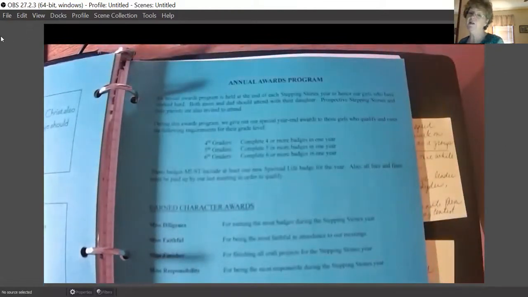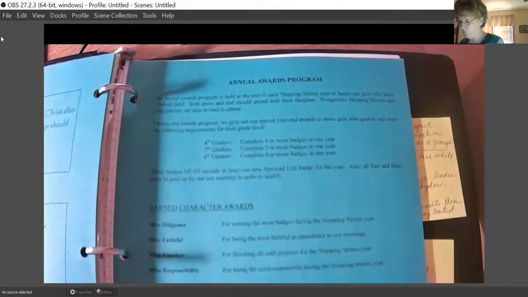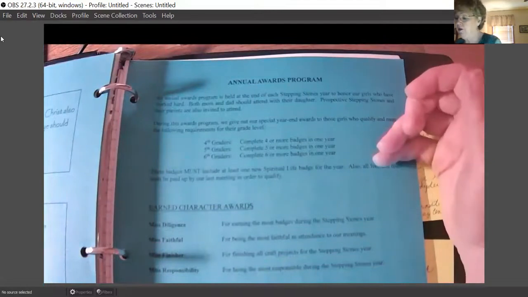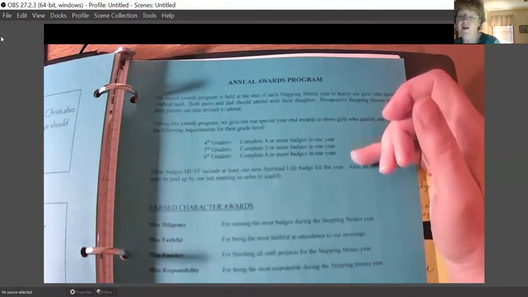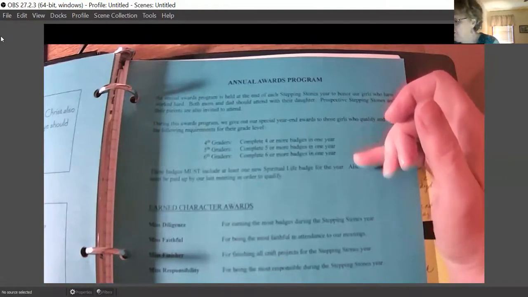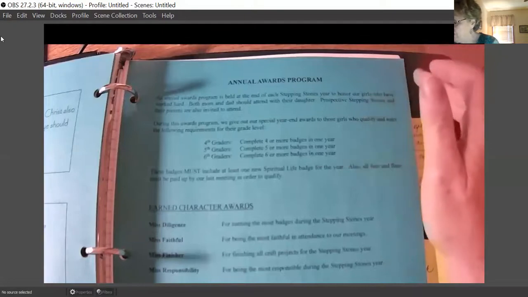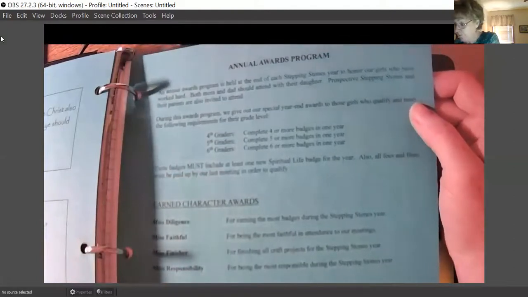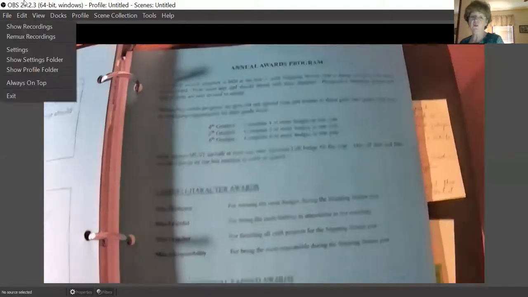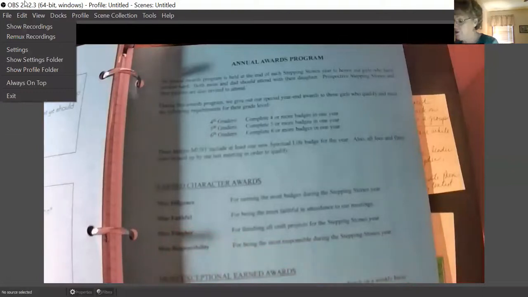Girls are eligible to earn special year-end awards, but they have to meet the criteria. Fourth graders have to earn at least four badges in the entire year. Fifth graders have to earn five badges in the entire year. And sixth graders have to earn six badges in the entire year. And that must include at least one new spiritual life badge. So all girls are eligible to earn all of these badges.